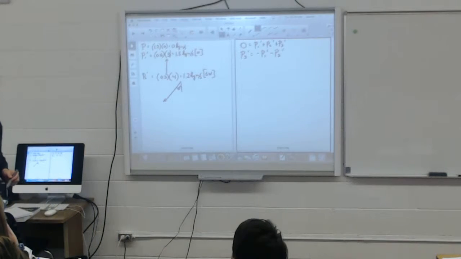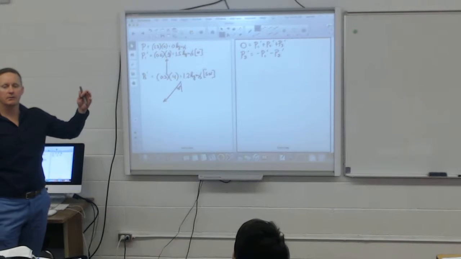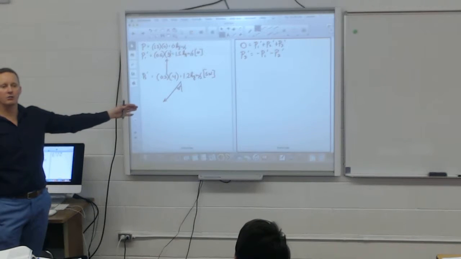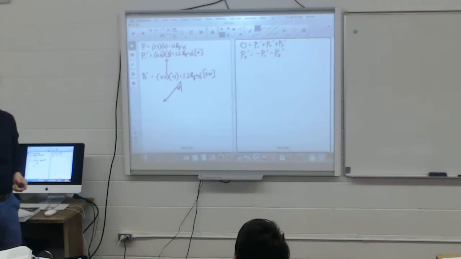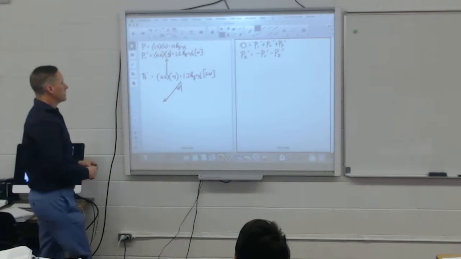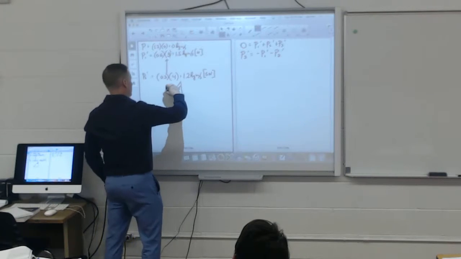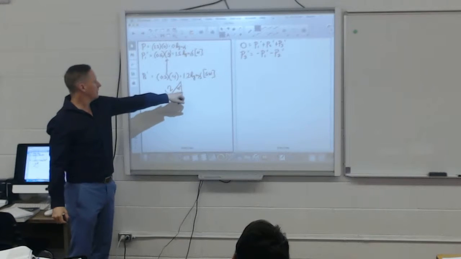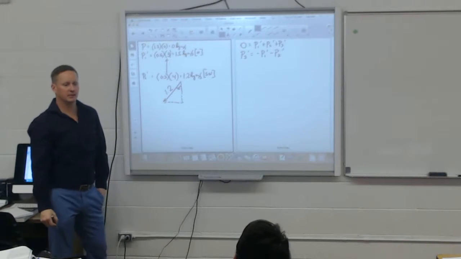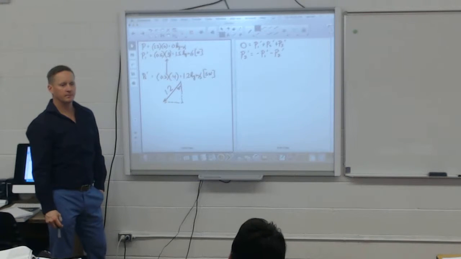Yesterday I showed you this by drawing it out, using law of cosines and law of sines to solve it. Today I'll show you using your right triangle. So the first thing I need to do is, if this is 1.2 here, find out what this component is and this component is. So I need the sine of 45 times 1.2.